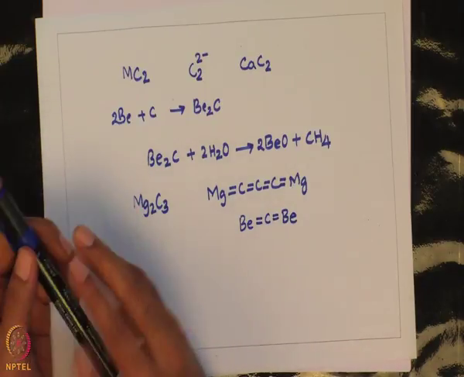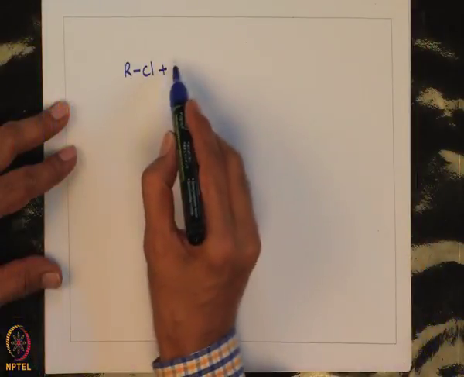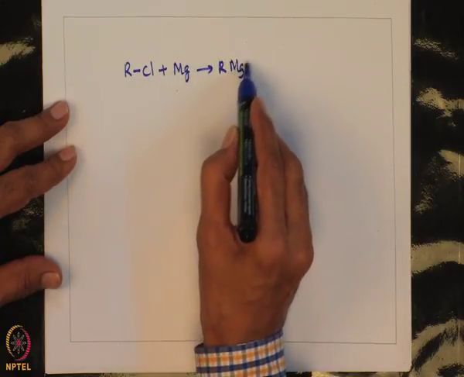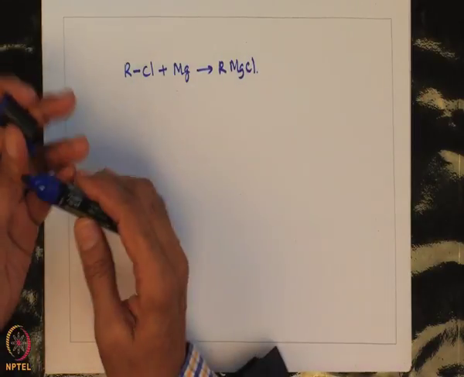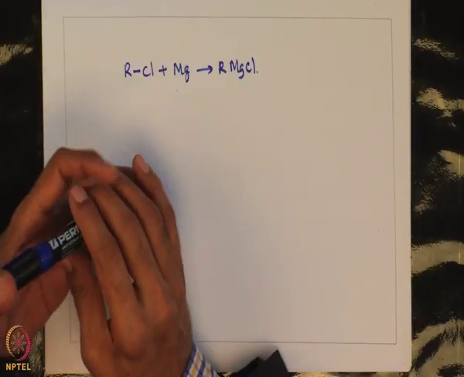The most important organometallic compounds of group 2 metals are the Grignard reagents. Grignard reagents are simply prepared by treating alkyl halides with magnesium in a polar solvent such as ether. This Grignard reagent, RMgCl, is always solvated by ether, giving tetrahedral geometry to magnesium. It is widely used for the formation of carbon-carbon bonds in organic synthesis.